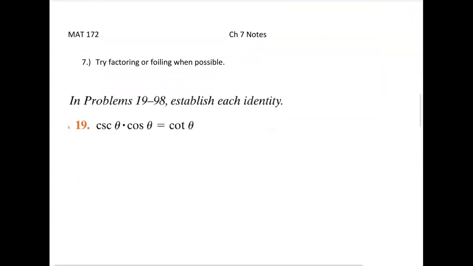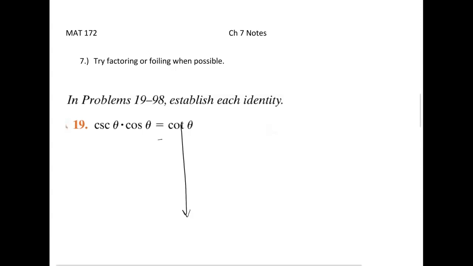So the first one, number 19, we've got cosecant times cosine is equal to cotangent. I'm going to leave this right-hand side alone, and I'm just going to draw an arrow through it because I'm not touching it at all. I'm going to work with that left-hand side because it's the more complicated side. So we could rewrite cosecant as 1 over sine.